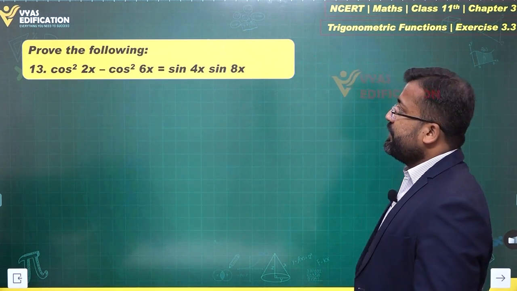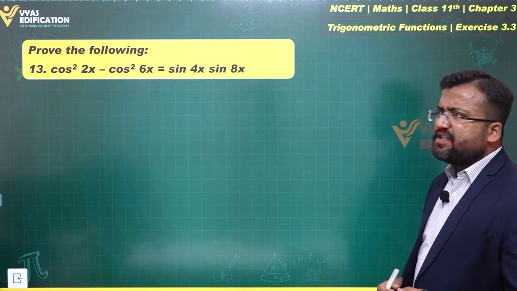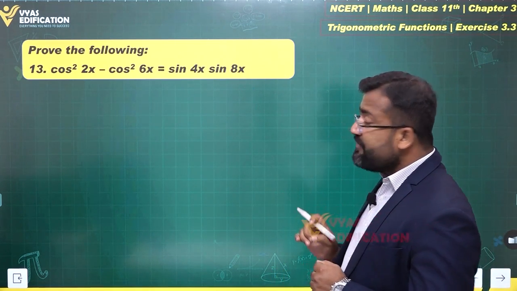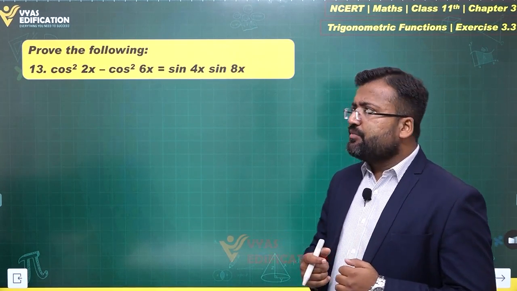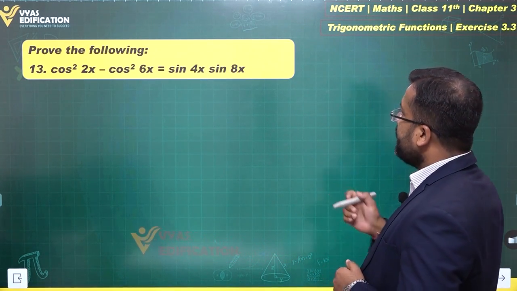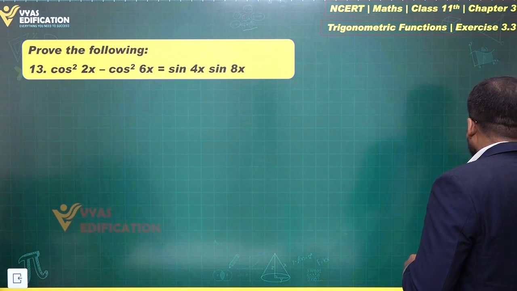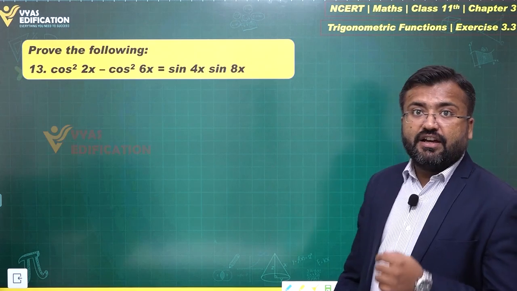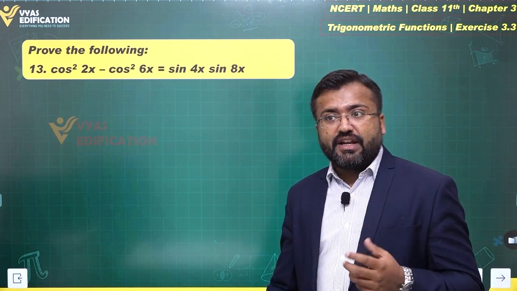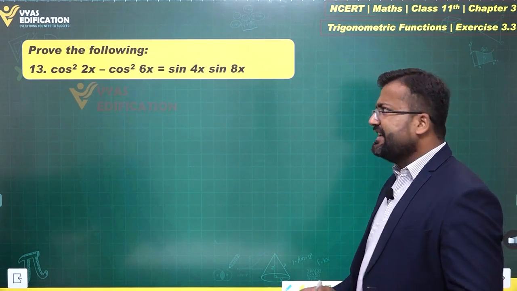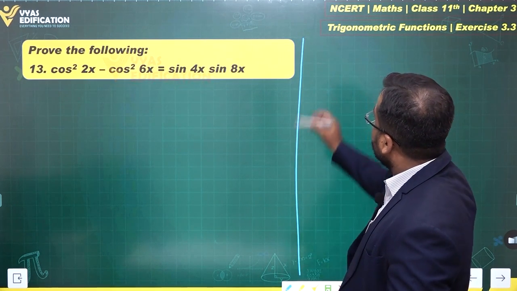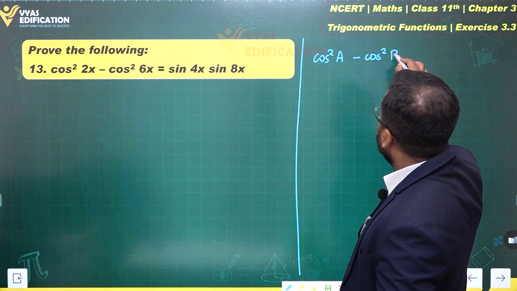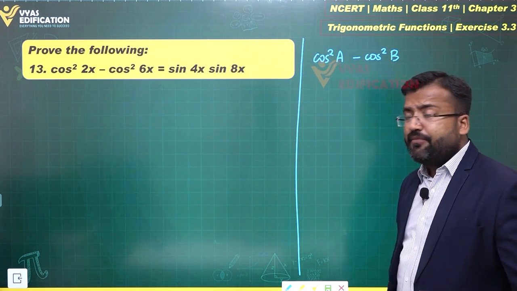Let's discuss this question in front of us. What does the question say? Cos square 2x minus cos square 6x, and this has to be proved equal to sin 4x times sin 8x. Now what are we supposed to do in this question? Let's take a look at this. Cos square a minus cos square b. Now this is a special identity which is actually not given in the NCERT, and if you want to hear it out, let me elaborate the identity in front of you. Let me write the identity. What we have over here is cos square a minus cos square b. This is the version that we have, right?